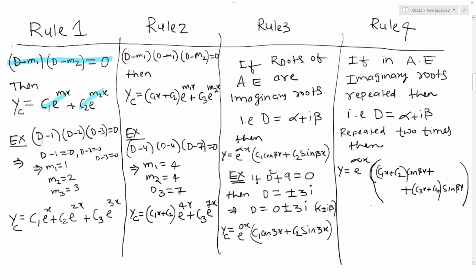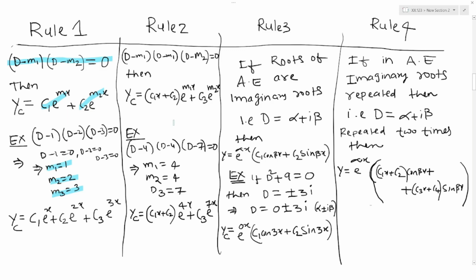For example, I got here D minus 1, D minus 2, D minus 3 equals 0. Here 3 roots are possible. Call them m1 equals 1, m2 equals 2 and m3 equals 3. Then how to write the yc? yc is written as c1 e raised to m1x, c2 e raised to m2x plus c3 e raised to m3x. Therefore yc is given as c1 e raised to x plus c2 e raised to 2x plus c3 e raised to 3x. This is all rule number 1. Don't worry, I will solve a few problems for you to make you understand better.